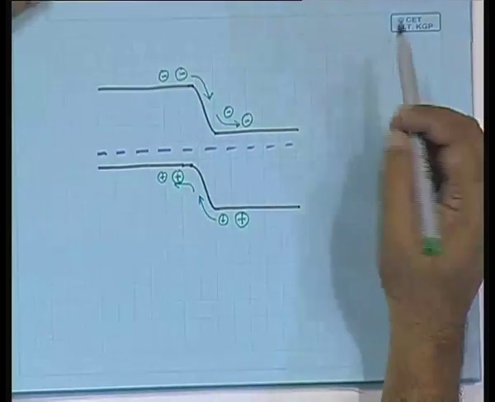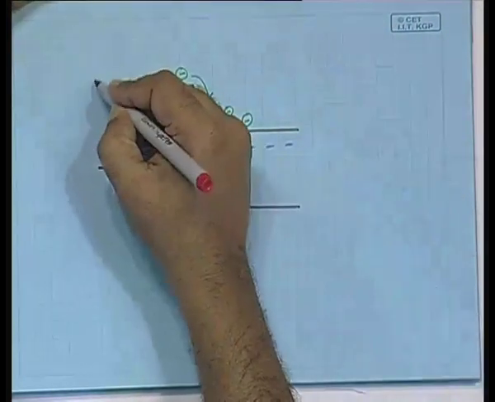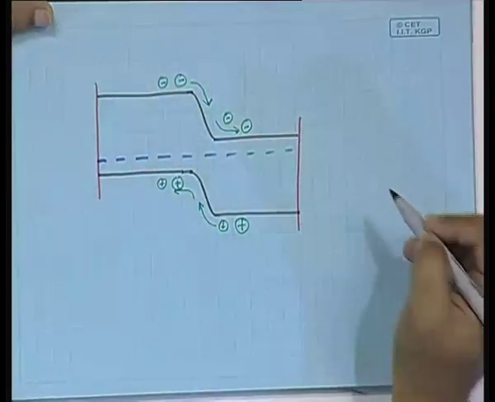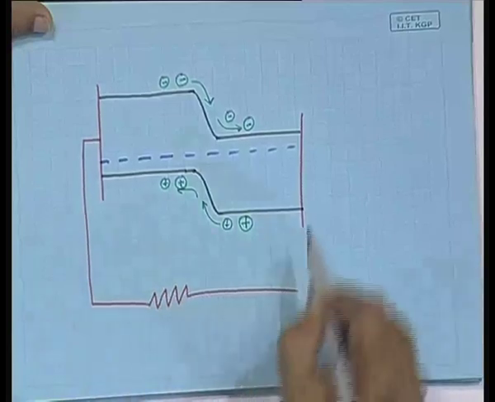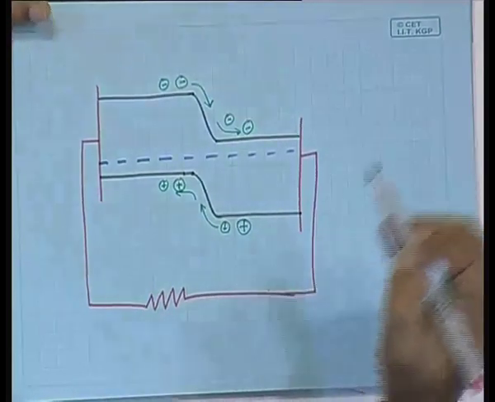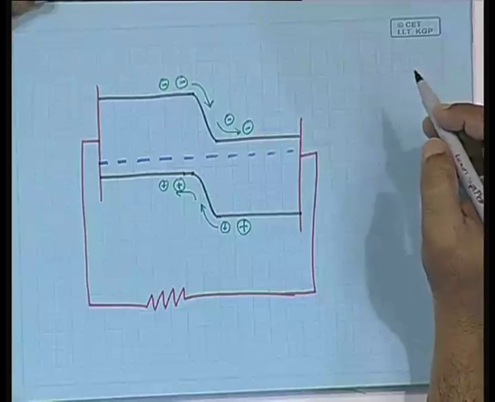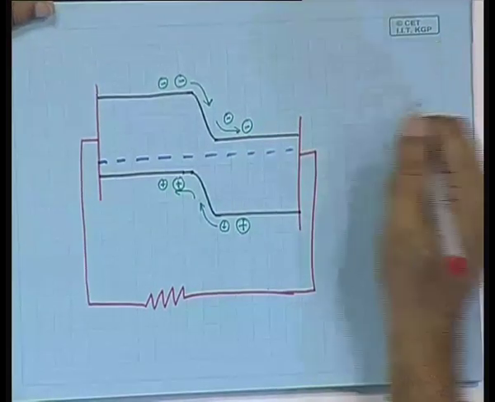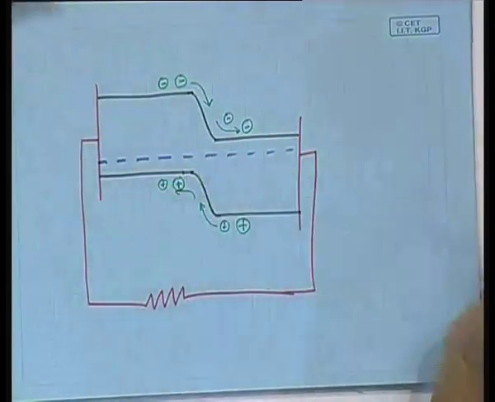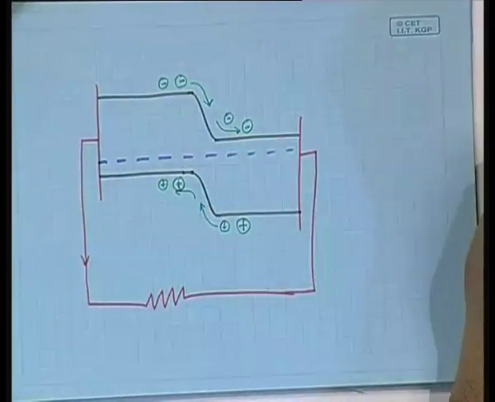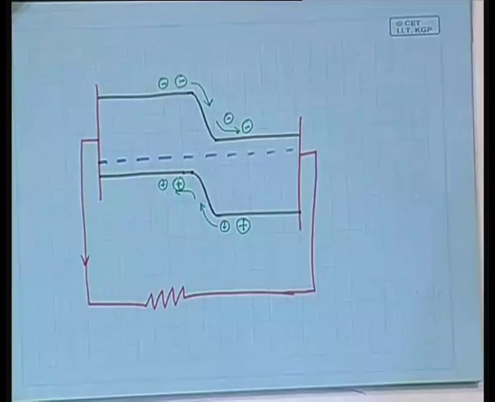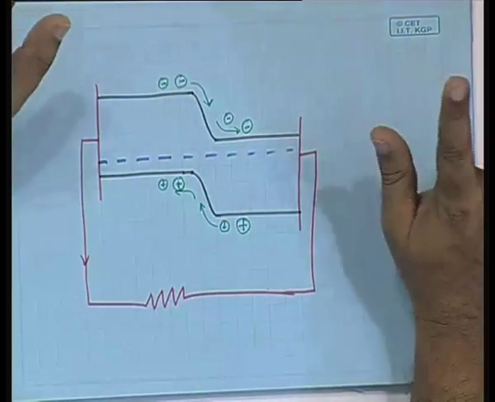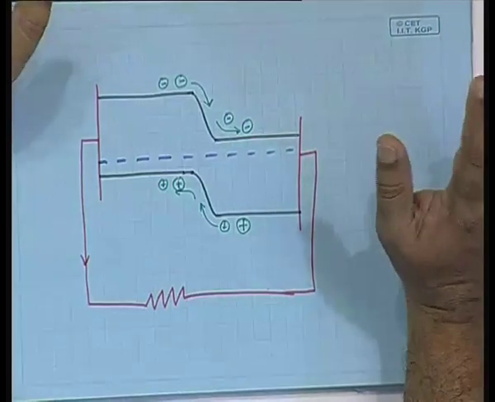Okay. And if you put some kind of a charge collector in the two sides and connect by means of a resistance, then the charge flows continuously and you have the flow of a current. Okay. What will be the current direction? No, outside. It should be like this. So, this is the essential theory behind the photovoltaic cell.